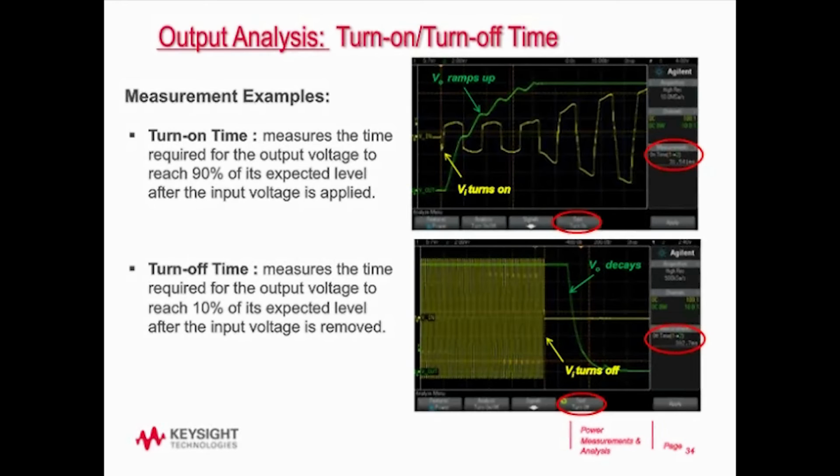What's nice about the power app is it automatically measures from the initial turn-on time that it detects an edge crossing on the AC input until it reaches 90% of the expected value. In this case, I believe it was a 12-volt power supply. And then the turn-off time automatically measures the time from when the AC goes away until the DC decays to the 10% level. If you don't have the automatic power app, you probably have to just simply use your oscilloscope timing cursors, manually set them where you visually want them.